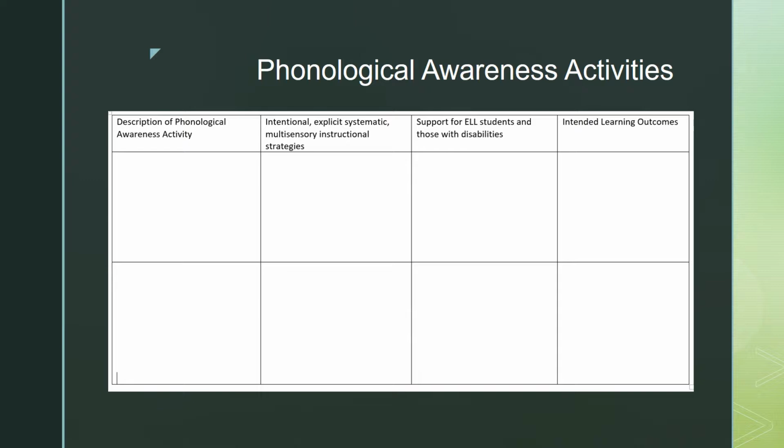You're going to provide a description of the activity, the instruction of the activity, support that you would provide for ELL students and those with disabilities, and then the intended learning outcomes. So, 2 activities.